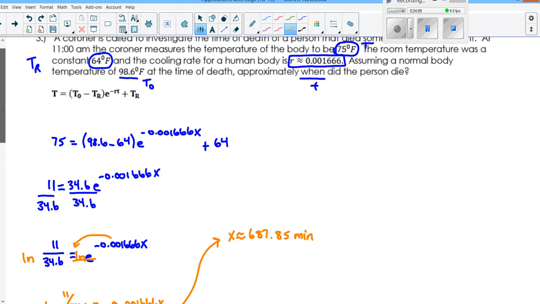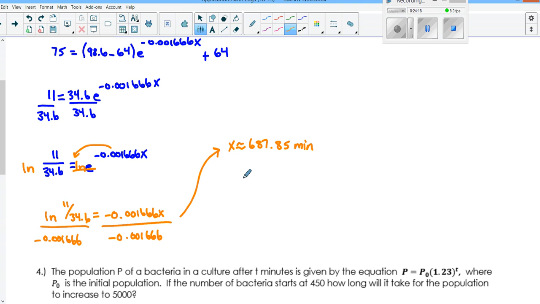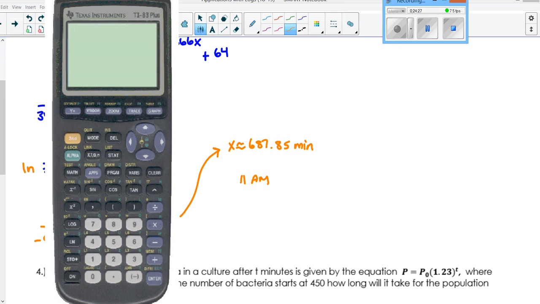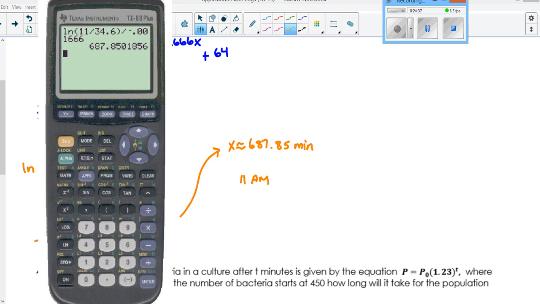Notice that in the beginning of the problem it said that the coroner recognized this happening at, or he measured the temperatures at 11 a.m. So I need to figure out what this means in terms of 11 a.m. So the first thing I'm going to do is convert this into hours. Okay, so I'm going to take, oops, I lost that time. Let's see. Okay, so this is what I have in my calculator. I'm going to take this and I'm going to divide by 60 because there's 60 minutes in an hour.